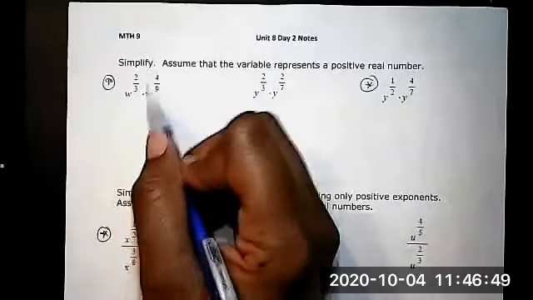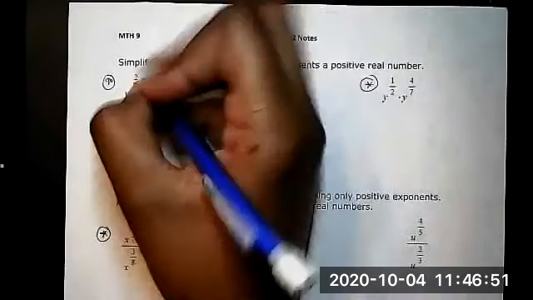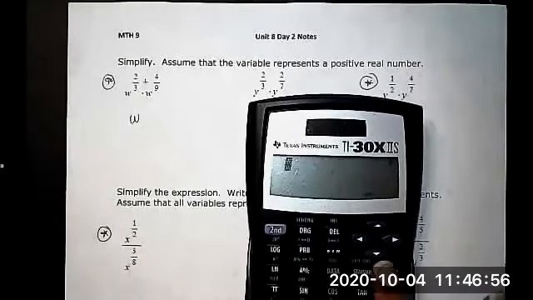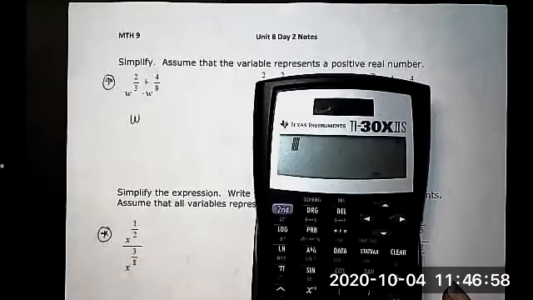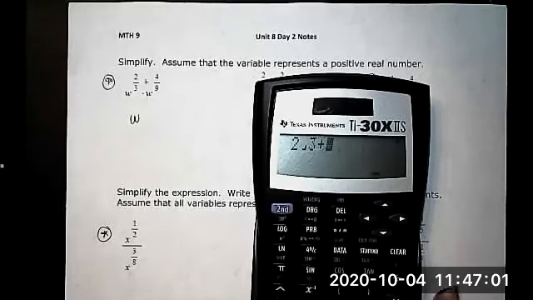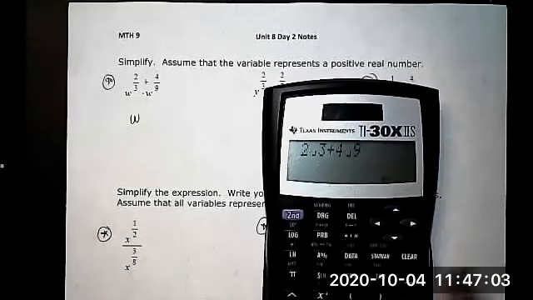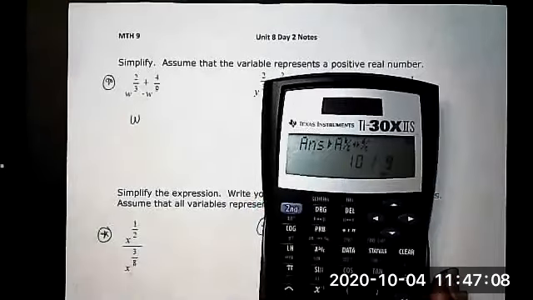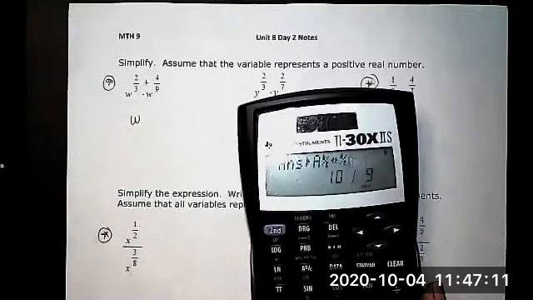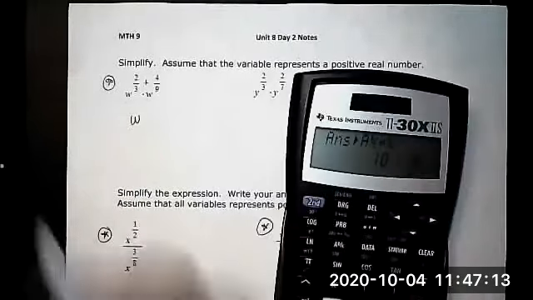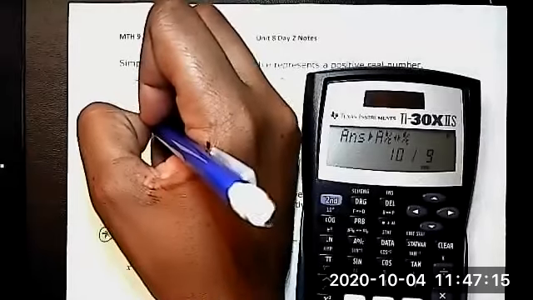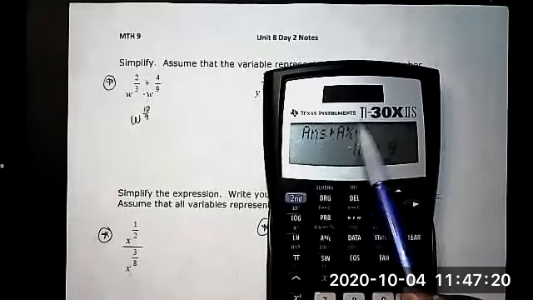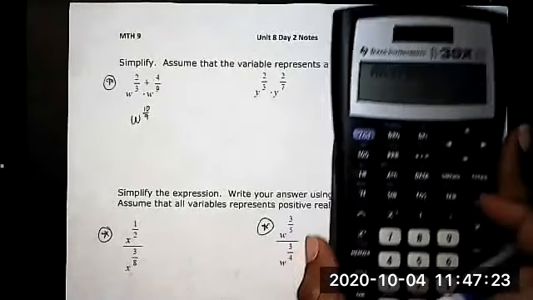When your bases are alike, you add the exponents. So in this case, it may look like a difficult situation, but you have to know your exponent rules. So we'll have 2/3 plus 4/9. My answer is going to come out as that, but I want it to be an improper fraction, 10/9. In order to do that, push second and that again, and then push enter. It gave me this weird looking thing right here. Push enter, and I got 10/9.